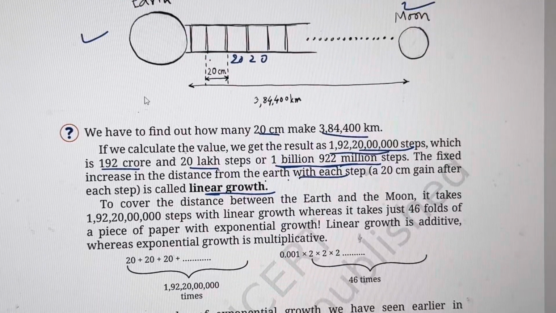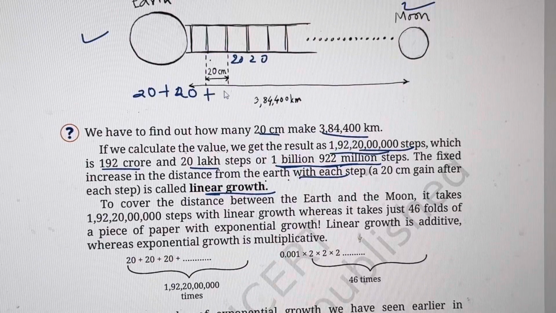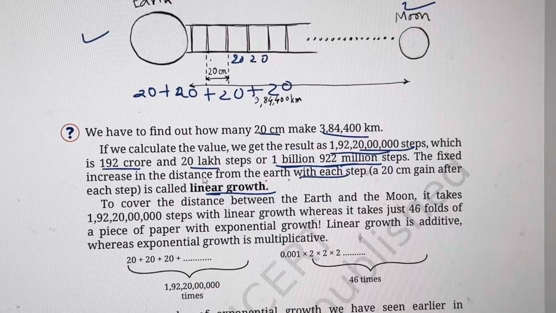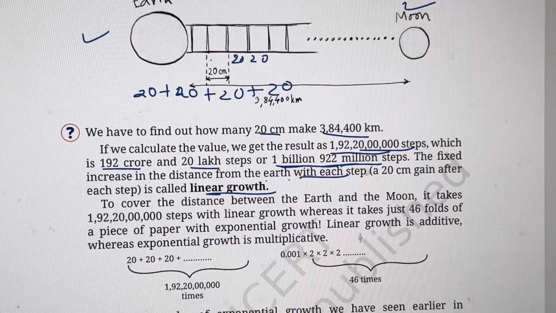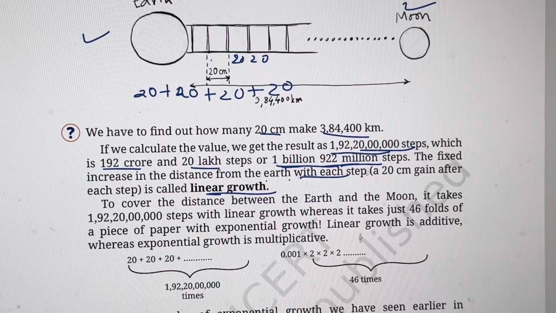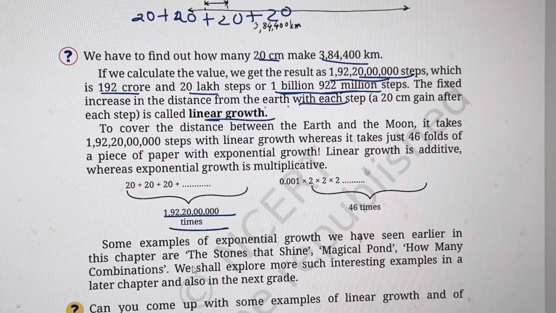Linear growth means what are we doing? 20, then plus 20, plus 20, plus 20. We are going on climbing 20 steps. So this is known as linear growth. So in linear growth, you saw how many steps, these many times we have to climb.